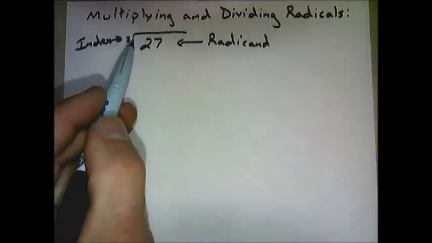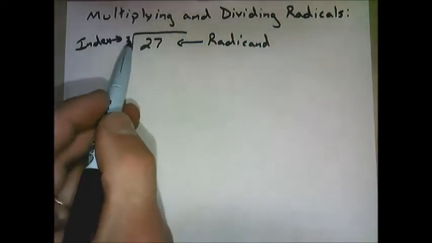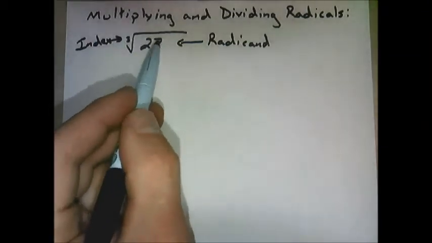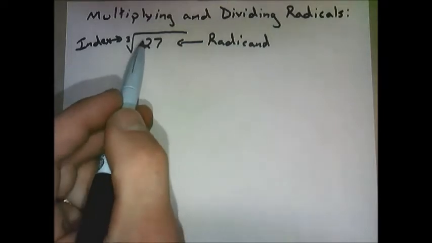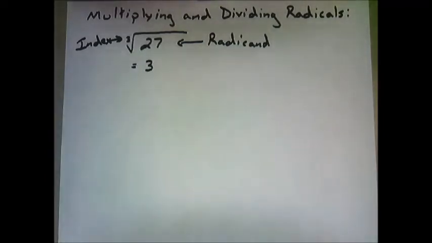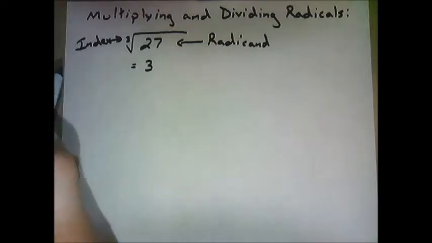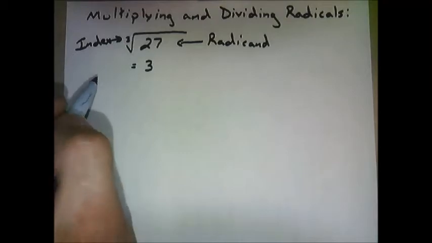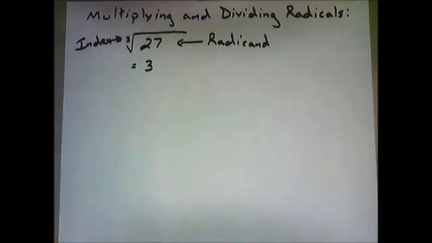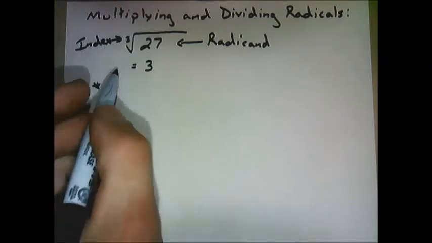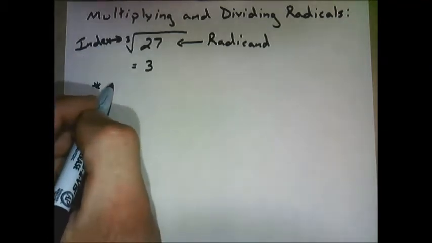And then what we look for is what number times itself, the number of index times, gets us the radicand. Remember, this cube root of 27 is equal to 3. What we want to do now is look at a multiplication of two radicals. And a couple of things you need to remember when we go to multiply and divide radicals. We need to make sure that the index is the same.